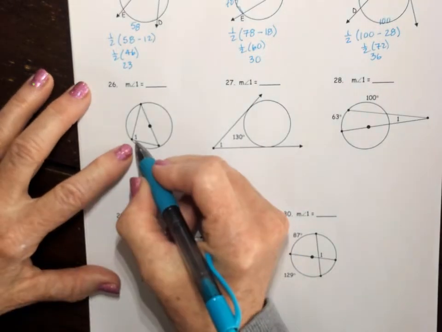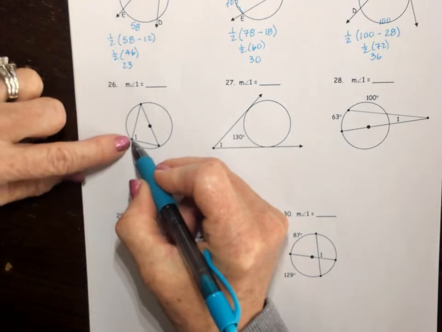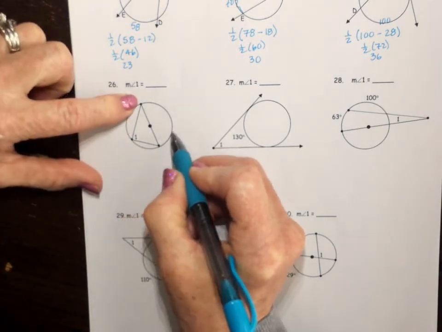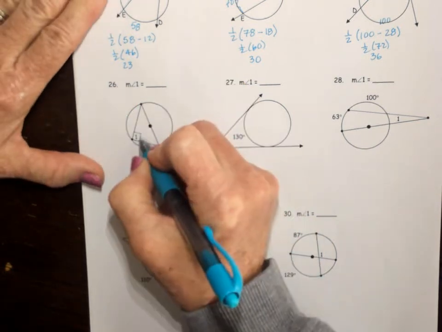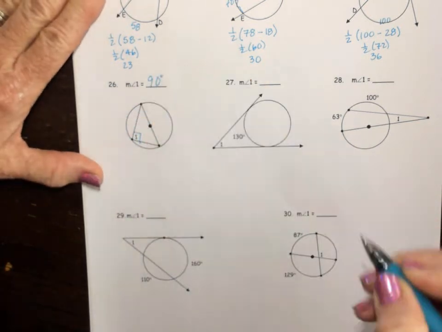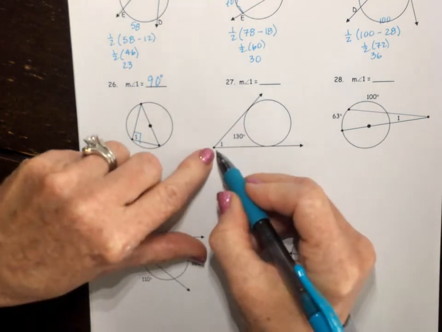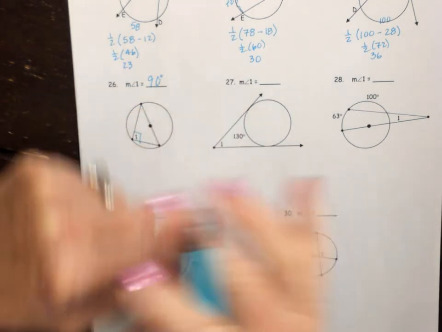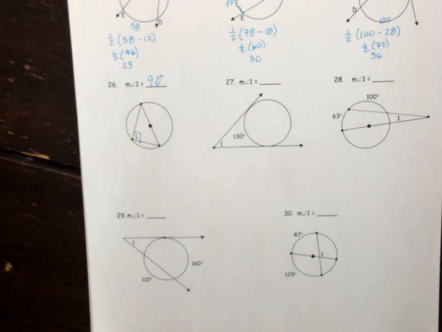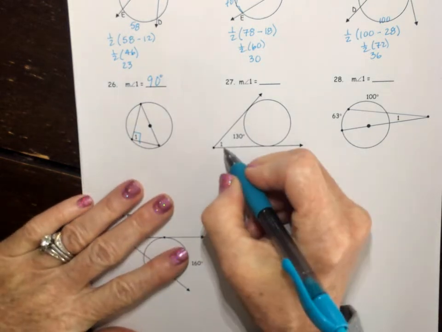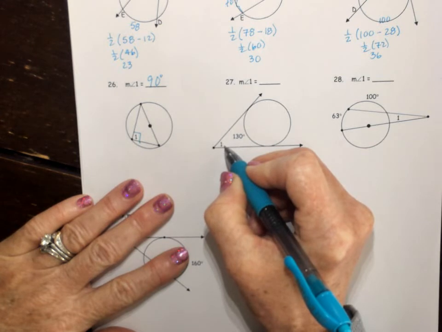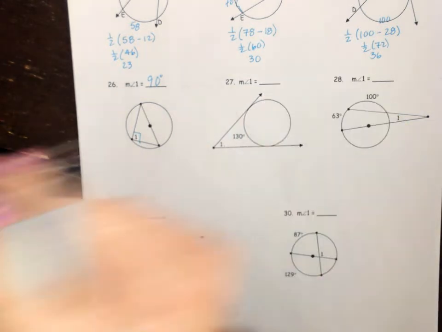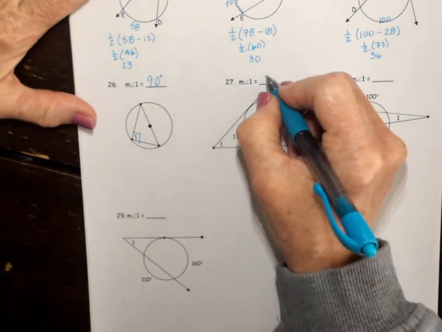Angle 1 is an inscribed angle. Vertex is on the circle, so half of its arc. This is a semicircle over here, so half of 180, 90. Angle 1 here, this is that exterior angle formed by two tangents, or that ice cream cone situation. So we know this angle plus 130 equals 180. So that's going to mean angle 1 is 50.